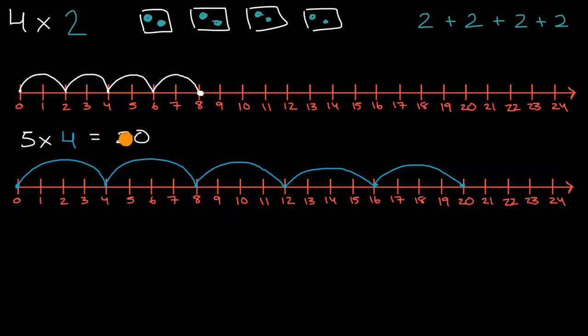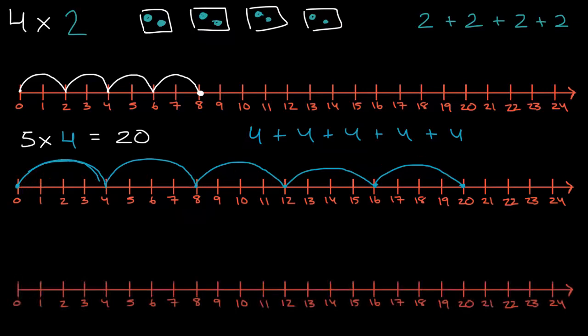We could also view this as being the same thing as 5 4s, or 4 plus 4 plus 4 plus 4 plus 4. And you see that over here. We're starting at 0, we're adding 4, then another 4, then another 4, then another 4, and another 4. We have 5 4s here. Let's do one more. So I'm going to have a number line here, and think about what it would mean to say, do something like 7 times 3.